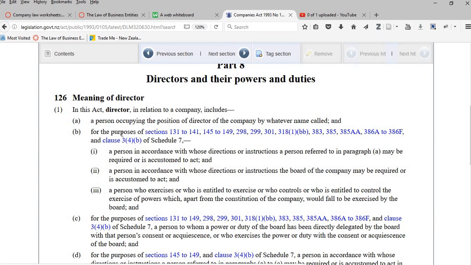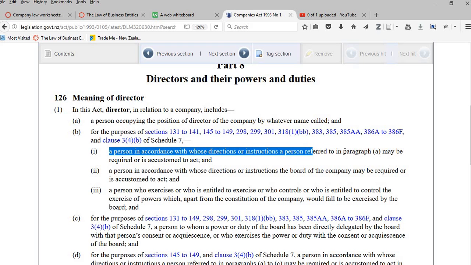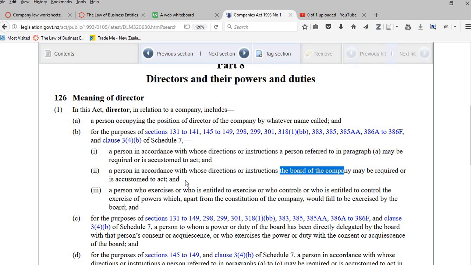So we had three people who could be considered a director: a person occupying the position, so our nominated directors, or a person called a director in the company. And then we have the so-called deemed directors. A deemed director arises in these three circumstances: a person in accordance with whom directions or instructions of a person referred to in paragraph A may be required or accustomed to act. And the second one is the same thing, except it says the board may be required or accustomed to act. So the board is the combined directors.